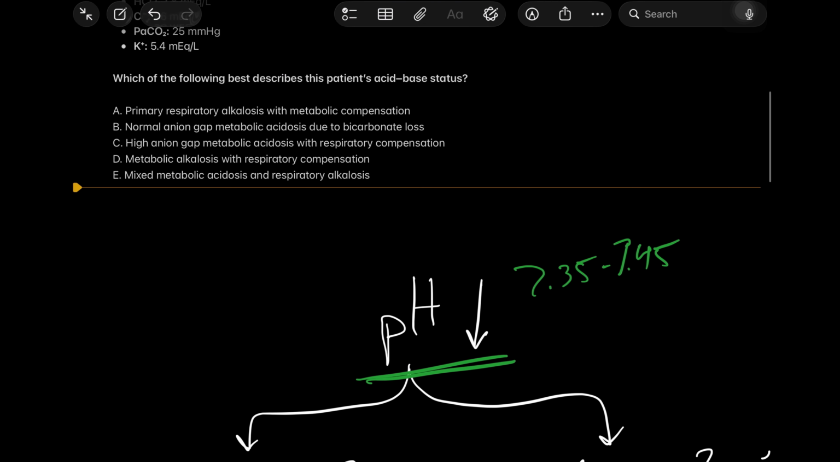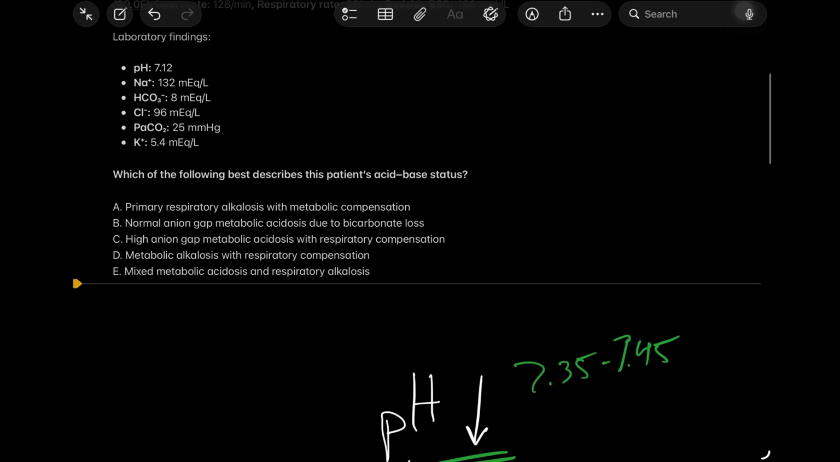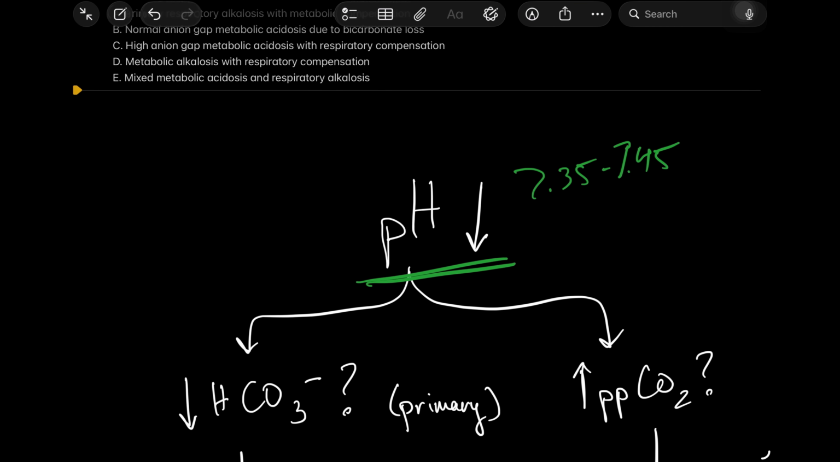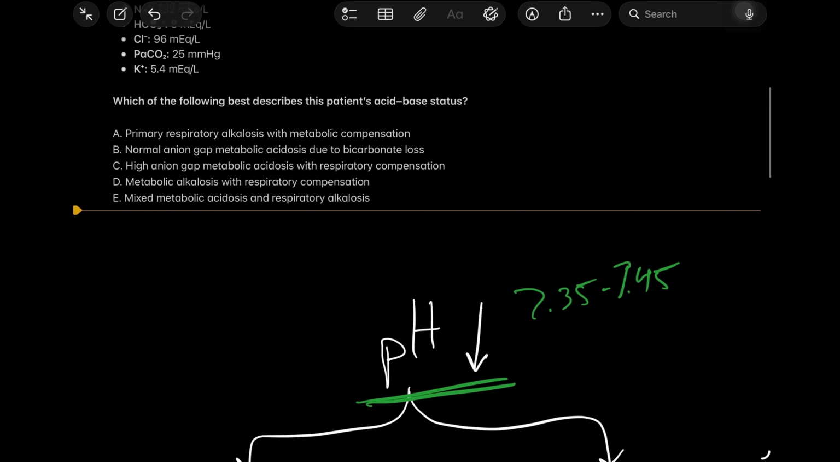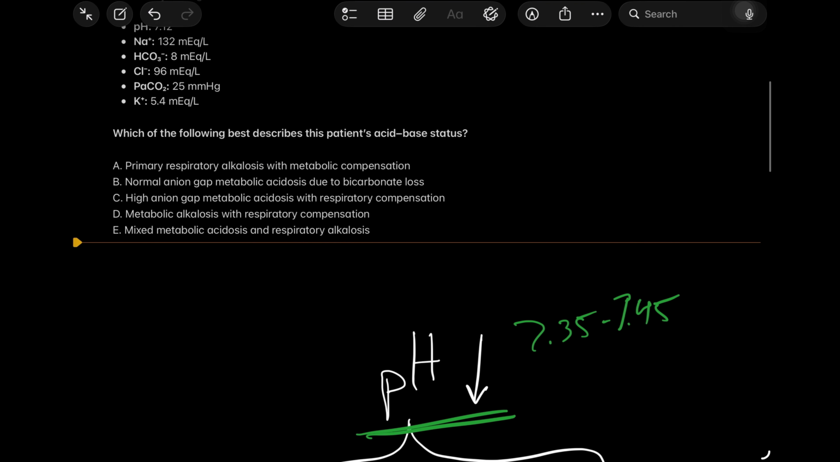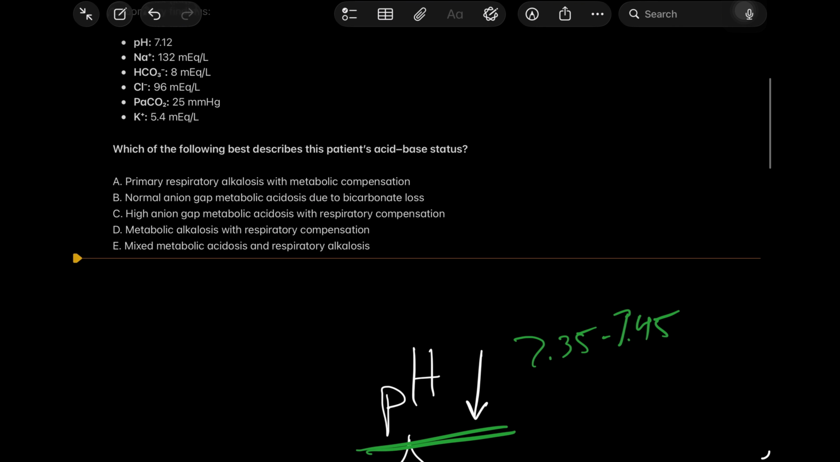Now, if we look at this patient's bicarbonate levels, the normal being from 22 to 28, this patient has 8. That's severely low. So one can assume that because the bicarbonate level is low, the patient is in metabolic acidosis. And additionally, if you also look at the patient's carbon dioxide status, it's 25 millimeters of mercury, although the normal should be between 33 to 45.